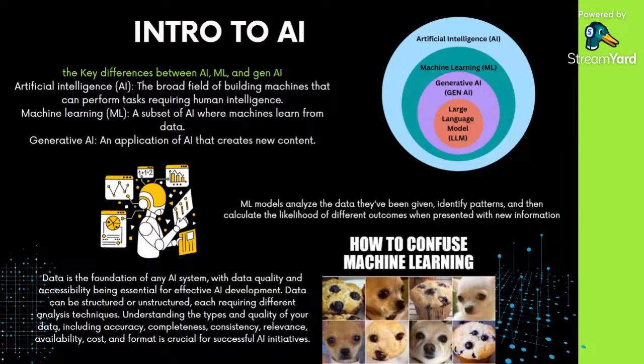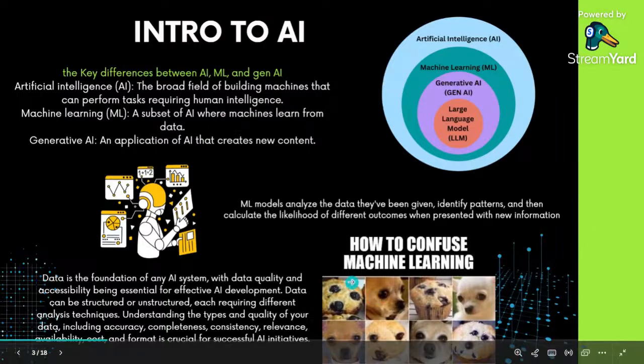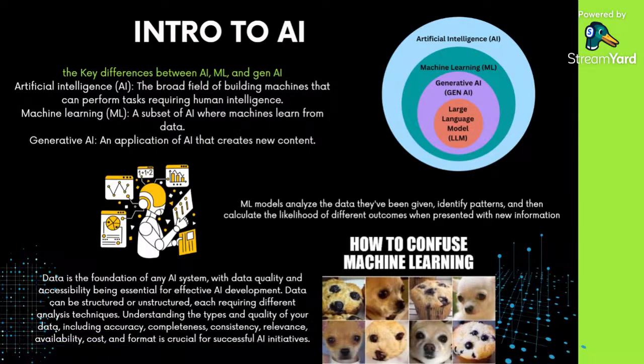So machine learning, as I've said, ML models analyze the data they have been given and identify patterns, and then calculate the likelihood of different outcomes when presented with new information. So you insert into the machine learning that this is an example of a dog. This is also an example of a dog. So next time when you present an example of a dog which looks similar to this, ML models analyze the data and identify the patterns of what's the difference between the dog's size, distance, where the nose is placed, and it can identify a new image of a dog and tell that it is a dog.